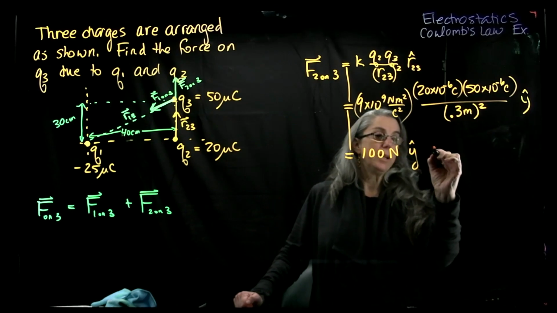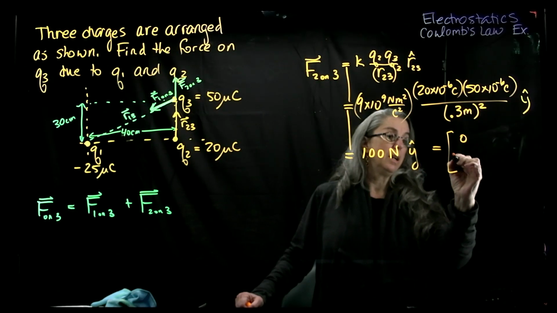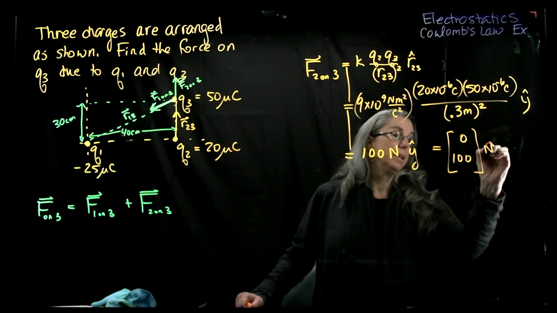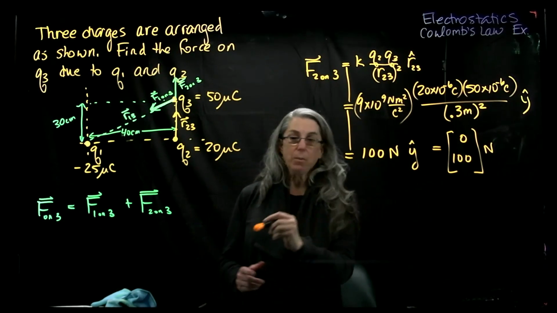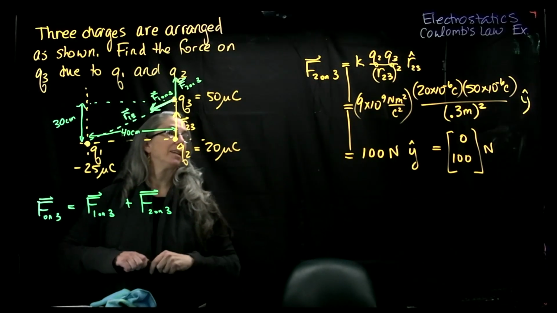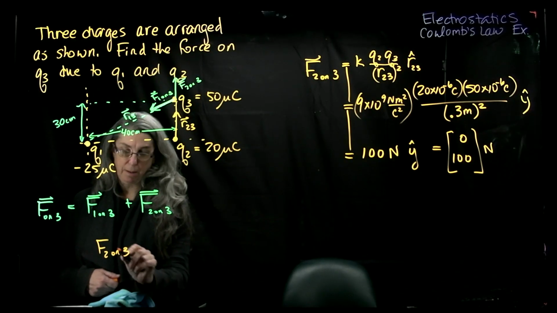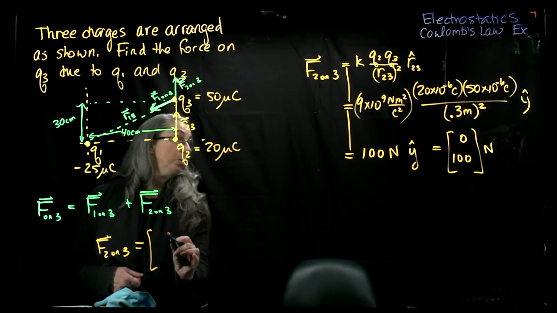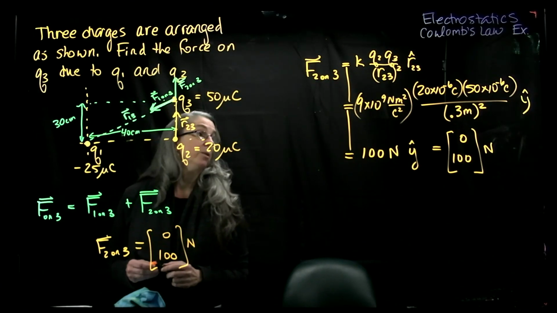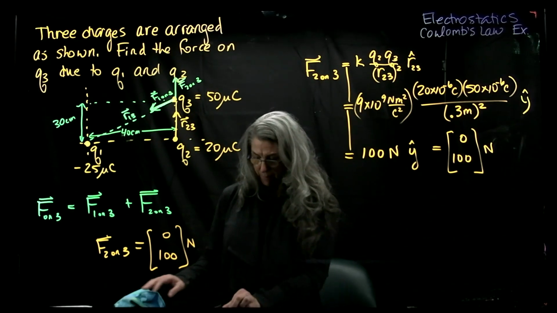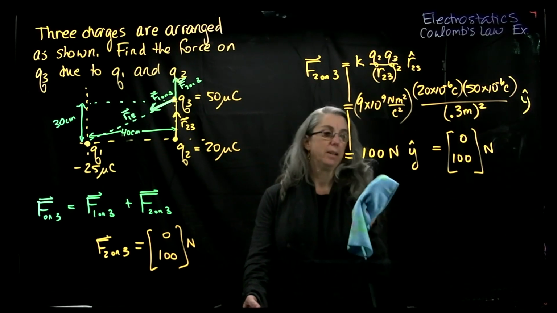I mentioned we might want to write that as a column vector. Whenever I add components, I like to use column vectors. As a column vector, that would be represented like this. I'll write that over here, and I'll erase that side and calculate F1 on 3. So we just calculated that the F2 on 3 vector is equal to nothing in the x direction, and we have 100 newtons in the y direction. The lower component of the column vector indicates that. Let me erase this, and like I said, I'll calculate F1 on 3.